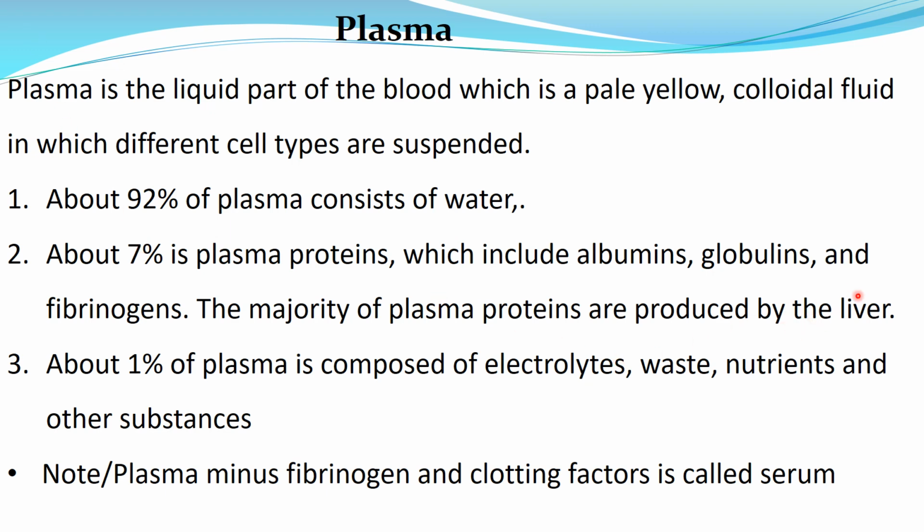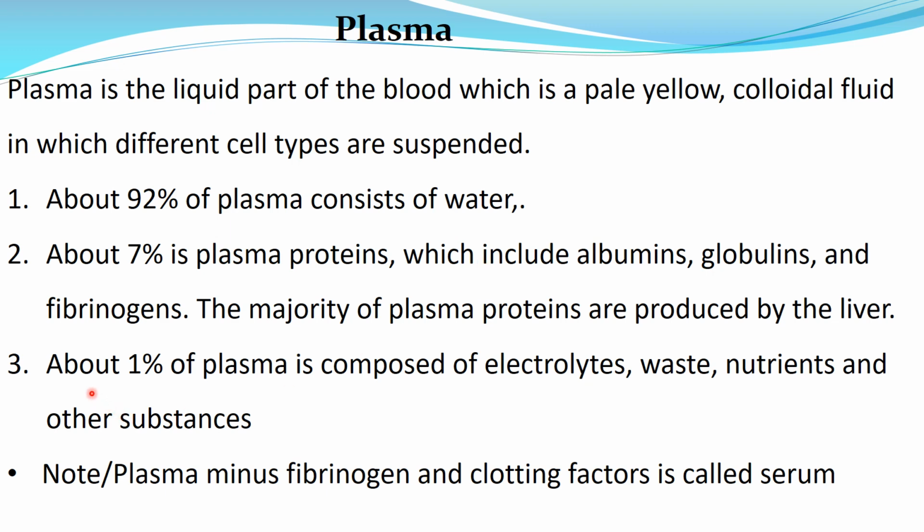So any defect in the liver might have a negative impact on the level of the plasma proteins, and any changes in the plasma proteins have a negative impact on the plasma colloid osmotic pressure. We will explain this pressure later.